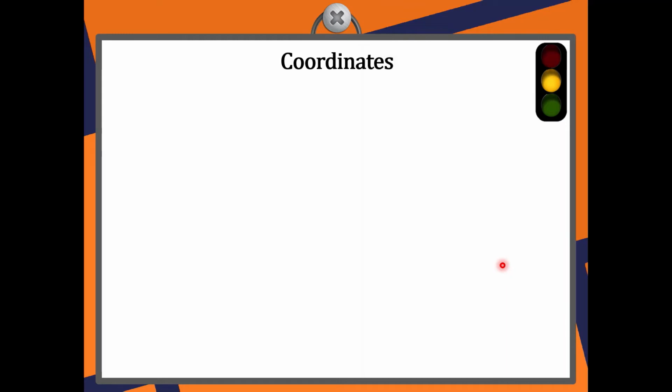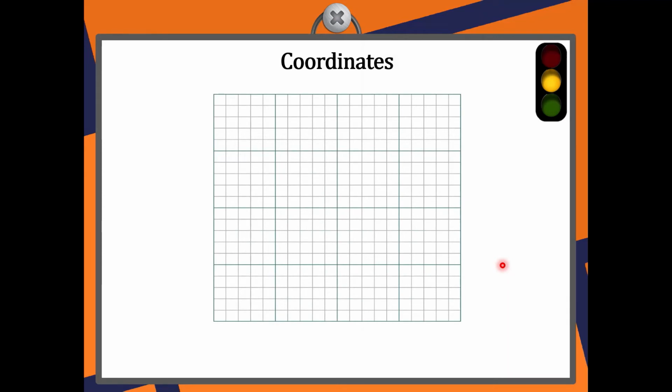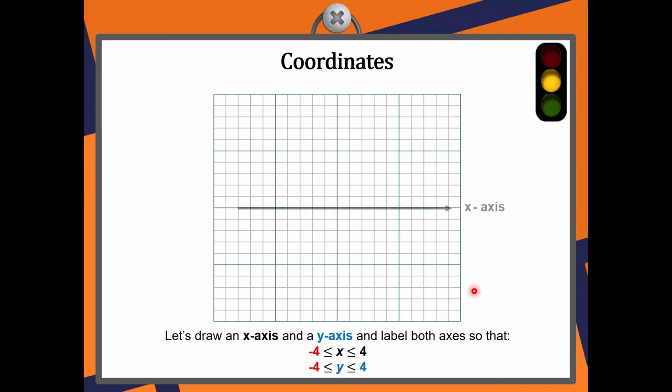We'll start by making sure we have a grid paper, and in my case, a grid background template. Let's draw an x-axis and a y-axis and label both axes so that x is equal to -4 or larger than that, which means less negative than -4, and that x equals 4 or less than 4. And the same with y, that y is equal to -4 or larger than -4, again, which means less negative than -4. And finally, that y equals 4 or less than 4.